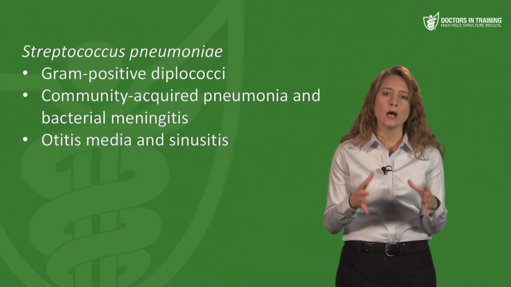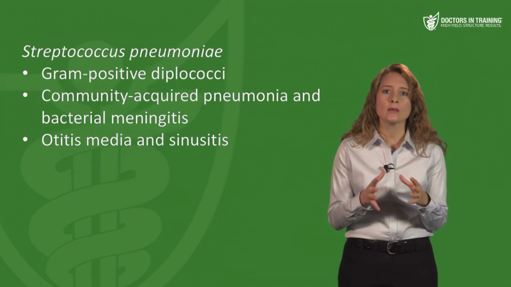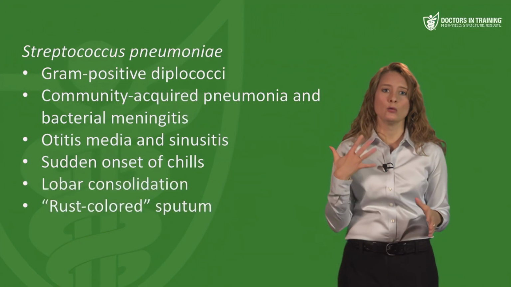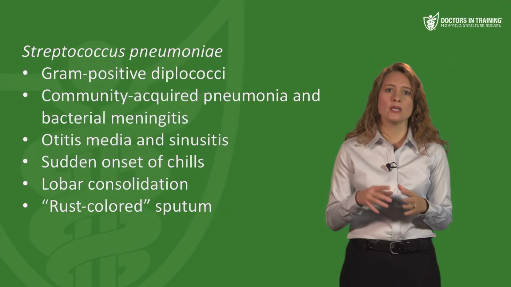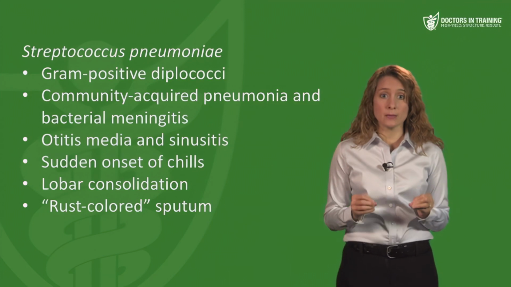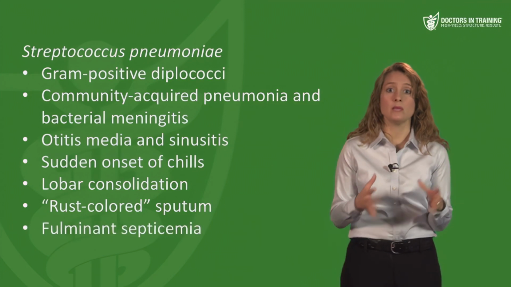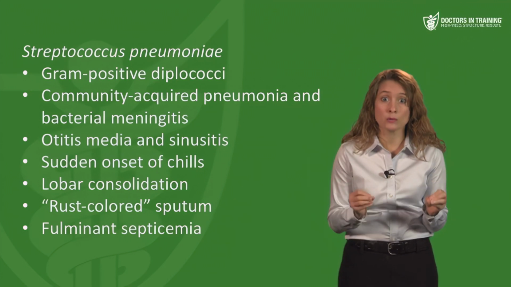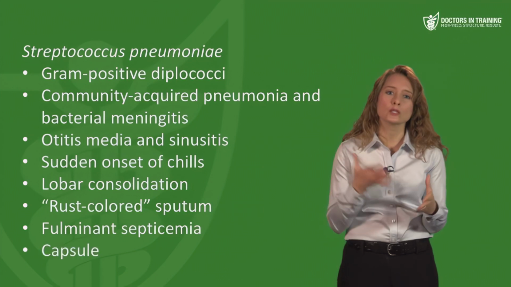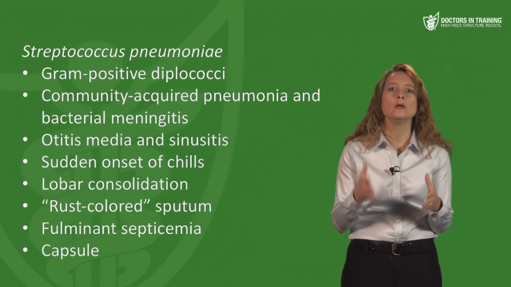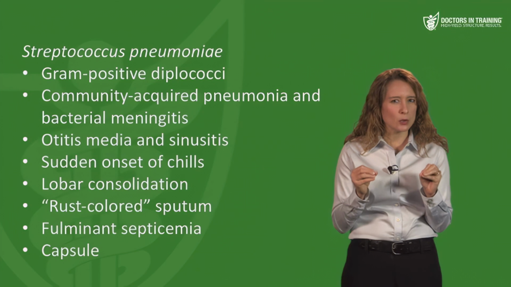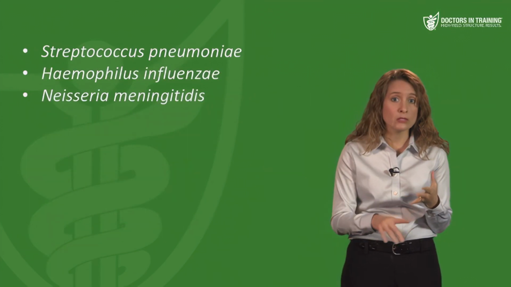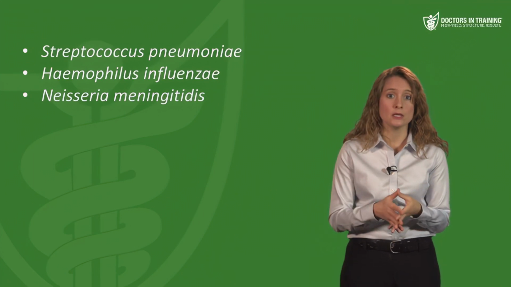When describing pneumococcal pneumonia on a test, they will talk about a sudden onset of chills, lobar consolidation, and rust-colored sputum. Another thing I want you to remember is that splenectomy patients can have fulminant septicemia with strep pneumo. Remember talking about how encapsulated organisms are troublesome for asplenic patients? Well, strep pneumo definitely has a capsule. Do you remember the other important encapsulated organisms we talked about? You need to remember strep pneumo, Haemophilus influenzae, and Neisseria meningitidis.